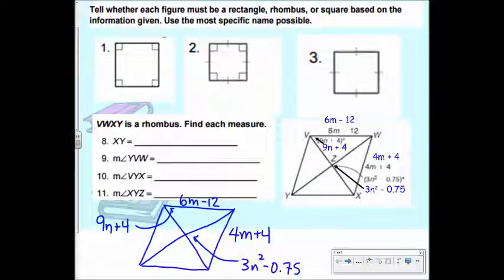Because all the sides are congruent, and it doesn't tell you anything about the angles. So we said before, you can't assume. However, as long as it's a rhombus, you know that the consecutive angles, so the ones that are next to each other, have to be what? They have to be supplementary, they add up to 180. Good. Okay.